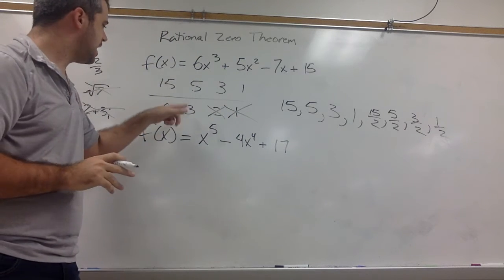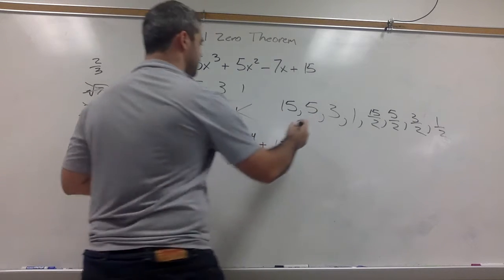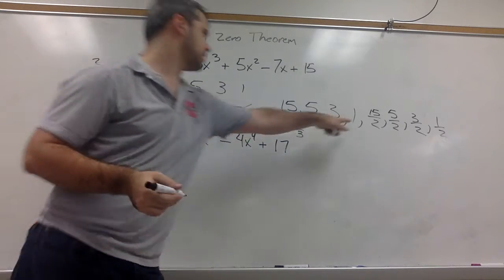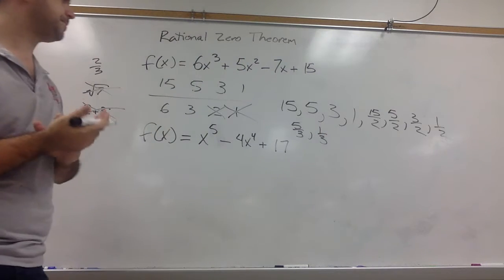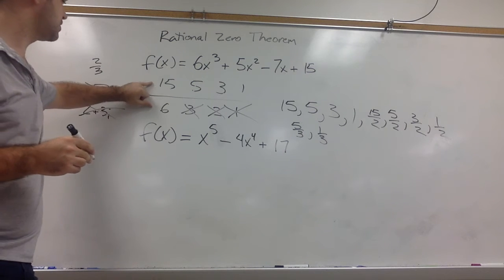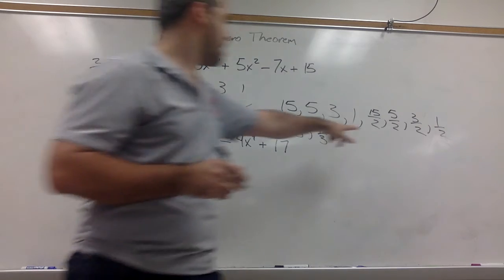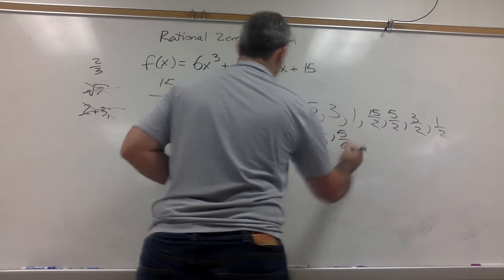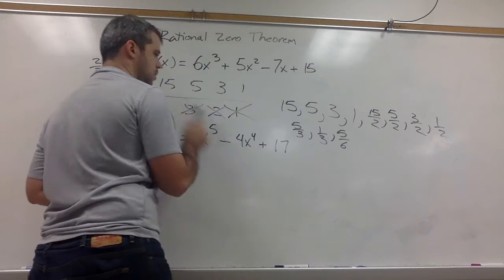All right, now let's do 3. 15/3 is 5. We already got that. 5/3. 3/3 is 1. We already have that. 1/3. Okay, so this guy's done. Now 6: 15/6. That's going to be 5/2, which we already have. 5/6. 3/6, that's 1/2, which we already have, and 1/6.